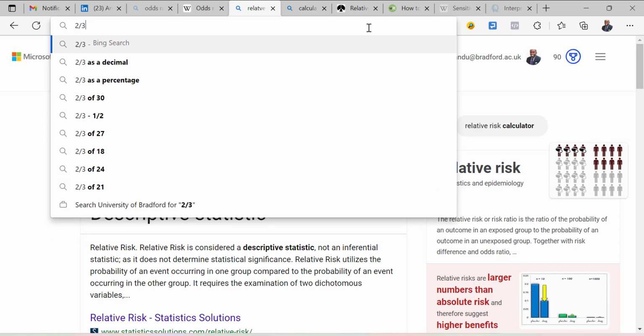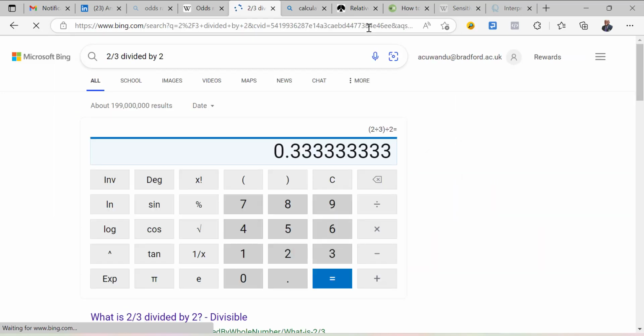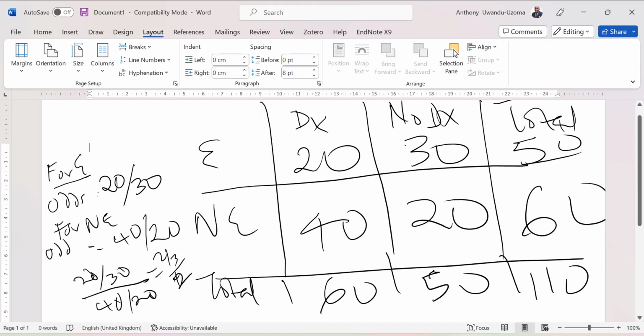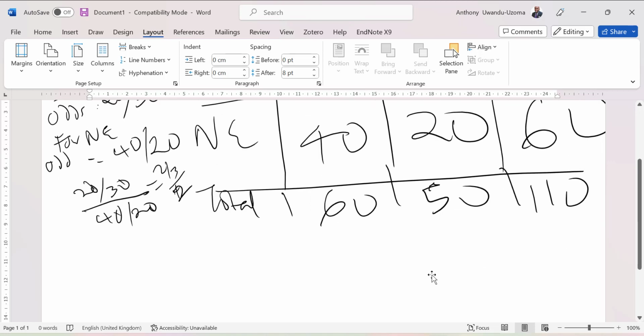2 over 3 divided by 2. All right, so that will give us 0.333. You see? So our odds ratio here is 0.333, which is 33% or 0.33.